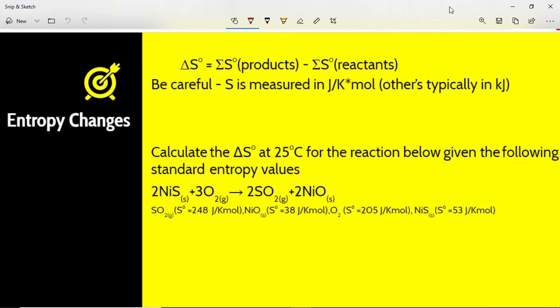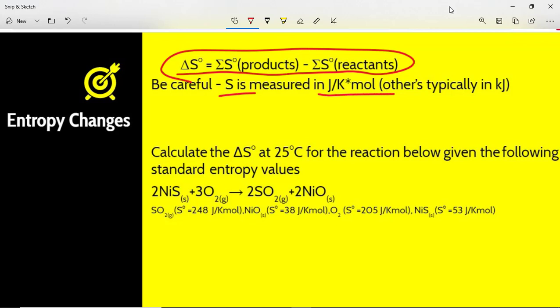So, we're scientists. We want to know specific amounts of entropy change. So in that case, we can actually solve for delta S relatively easily by taking the entropy of the products and subtracting the entropy of the reactants. So very similar to delta H in that aspect. It's almost the exact same process, but be careful because entropy is measured in joules over Kelvin times moles. The others are typically in kilojoules, so just be aware of that because you may need to make some changes when we start talking about a different equation here in just a moment.